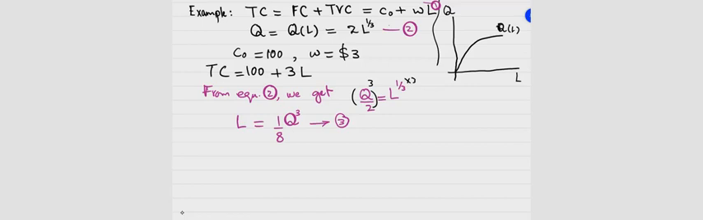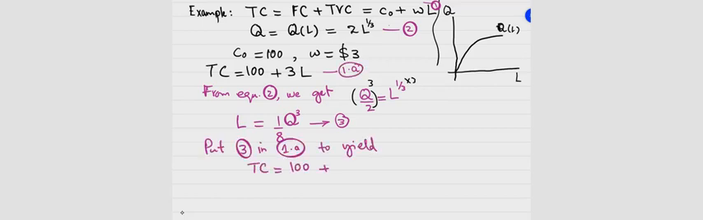We call that equation 3. Now we substitute equation 3 into equation 1a, and that gives us total cost equals 100 plus 3/8 Q cubed. This is our total cost as a function of quantity. We have to identify the fixed cost and the variable cost. So we can see the total fixed cost is equal to 100 and the total variable cost is equal to 3/8 Q cubed.